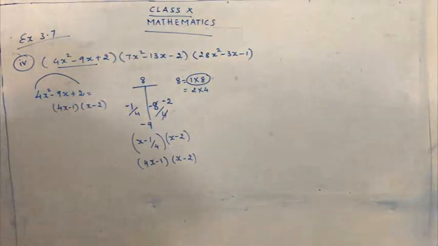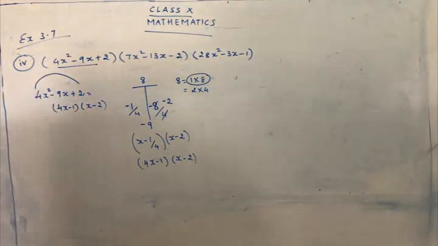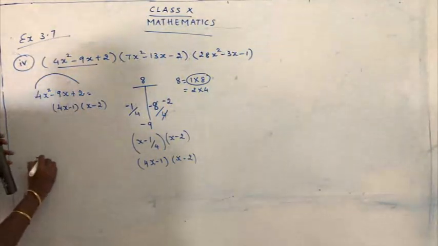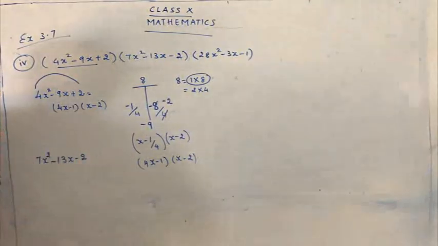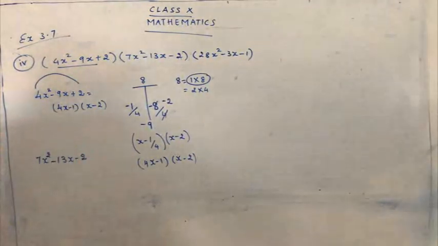So I have done the first part. Now you try out the second and the third part. 7x square minus 13x minus 2. So you try out using T method and get me the factors.